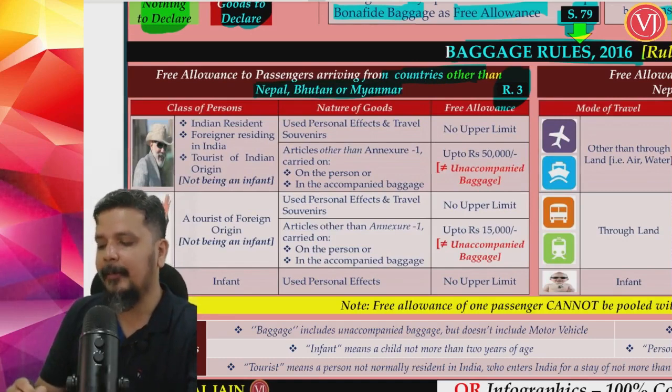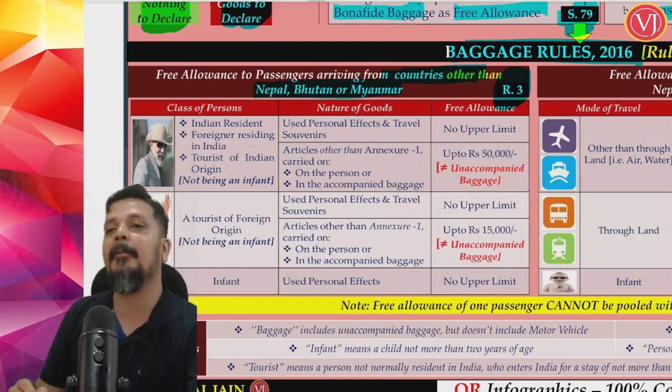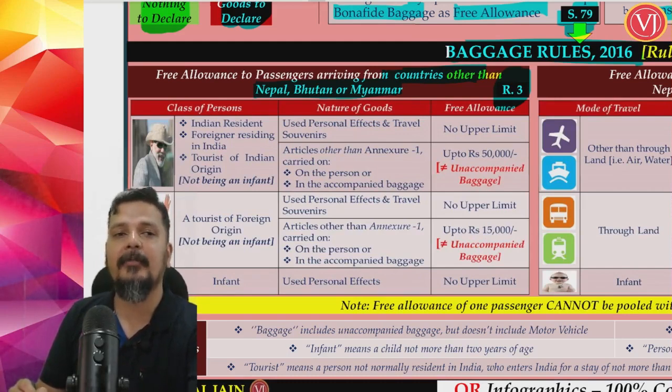Nepal, Bhutan, Myanmar. Whenever I see this, I am helpless. I keep telling this: the Indian government made a mistake in 2016 by removing China from here. It was Nepal, Bhutan, Myanmar and China. That was the only period when we had a good relationship with China.